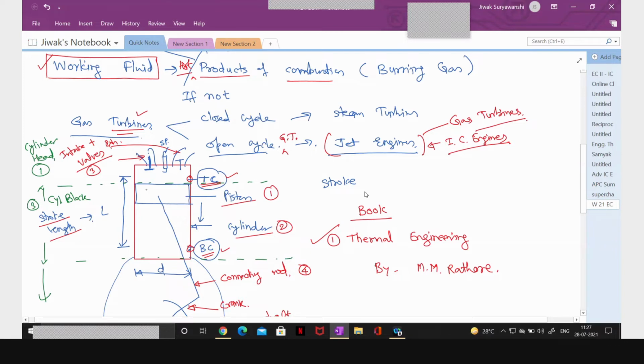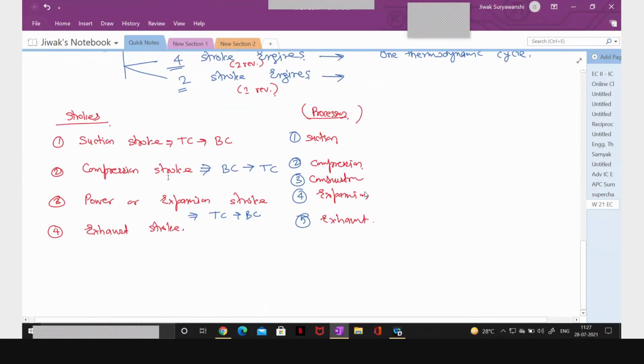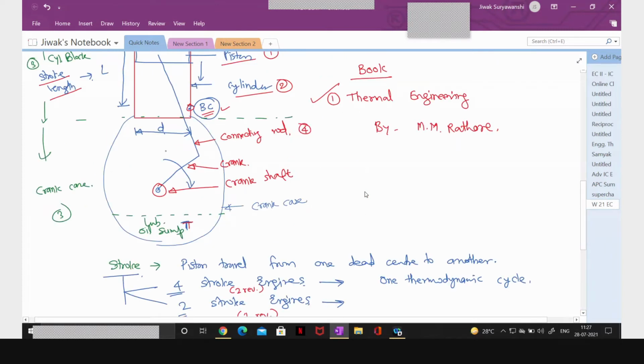The piston moves from bottom center to top center. So now for one stroke, if you see here, in this one stroke the crank rotation is 180 degrees. Okay, crank rotation is 180 degrees. The crank will rotate from here to here. So that is 180 degrees of crank rotation.